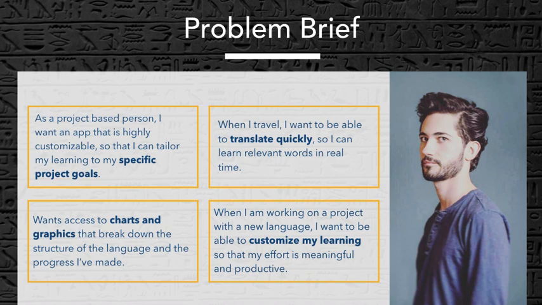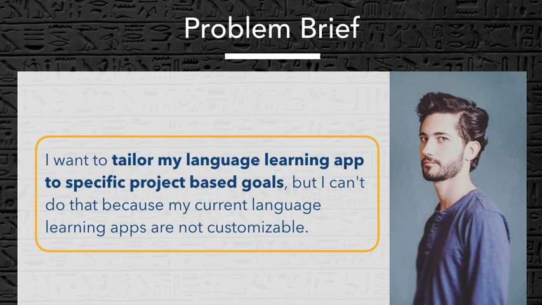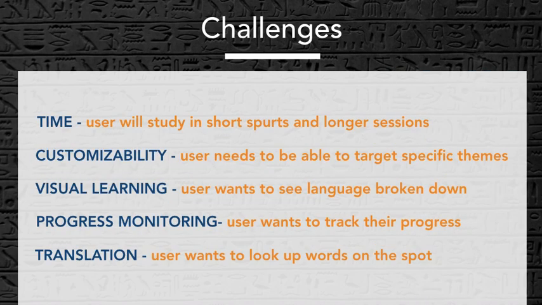And to sum it up, he kind of really just needs to be able to customize as much as possible so that his learning feels meaningful and productive. So overall, Victor really wants to tailor his experience with a language learning app to specific project-based goals. But currently, he can't really do that because a lot of the current language learning apps that are available aren't super customizable in terms of paths that are given for learning specific languages.